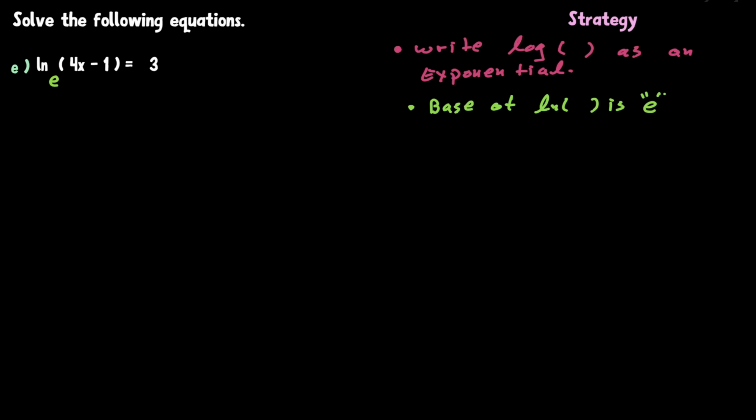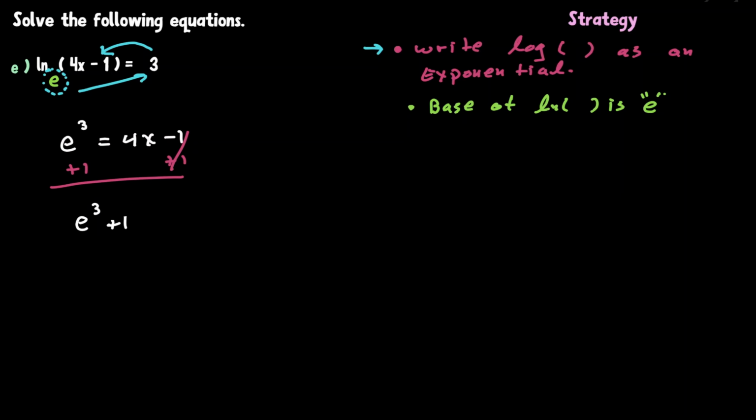And because we only have one ln, we can apply the same strategy as we did in our first example. Let's write it as an exponential. Let's get e as the base of my exponential. And now let's raise that to the third. And let's set that equal to the inside of ln, which is 4x minus 1. Now let's solve for x. Let's start by adding 1 to both sides. And now let's divide by 4.